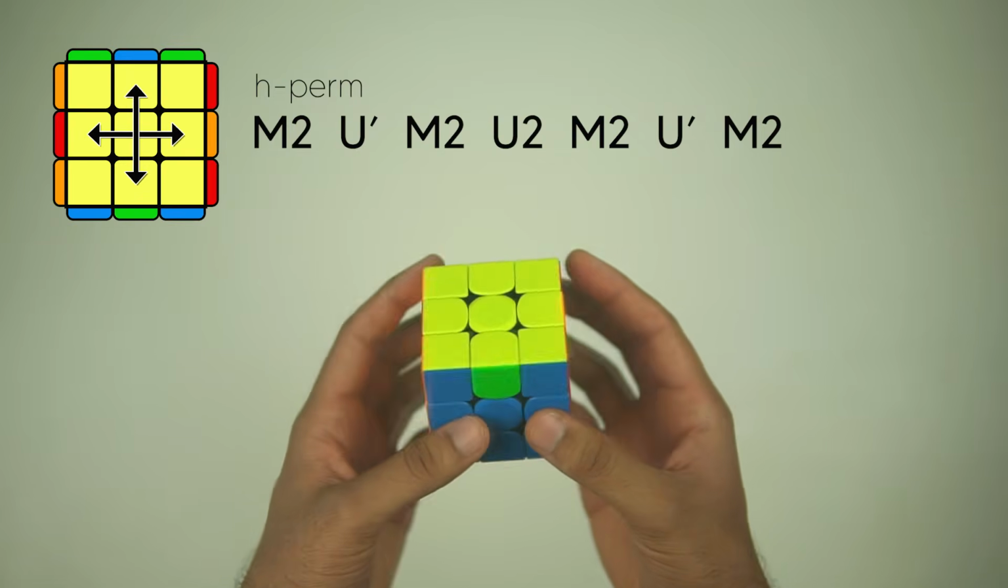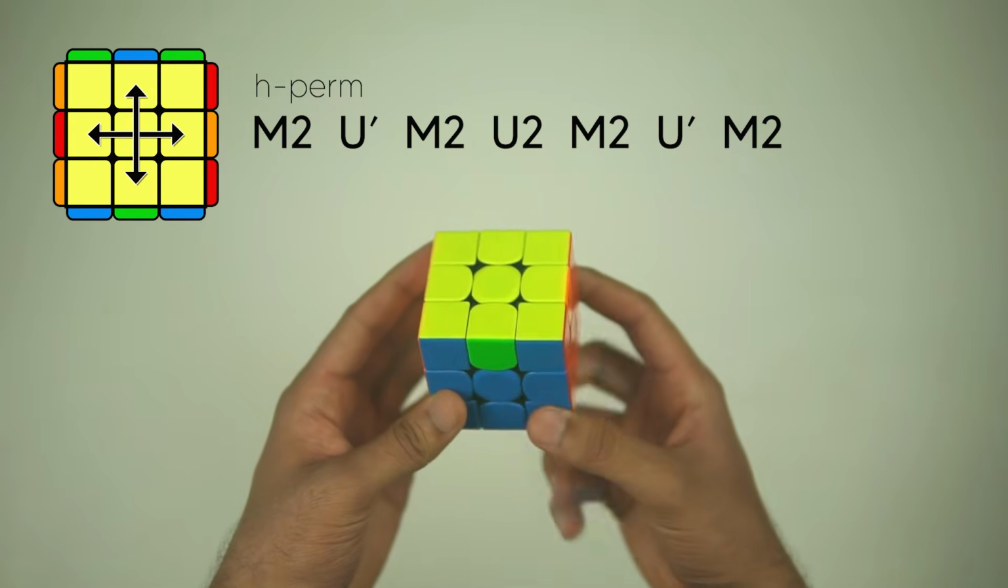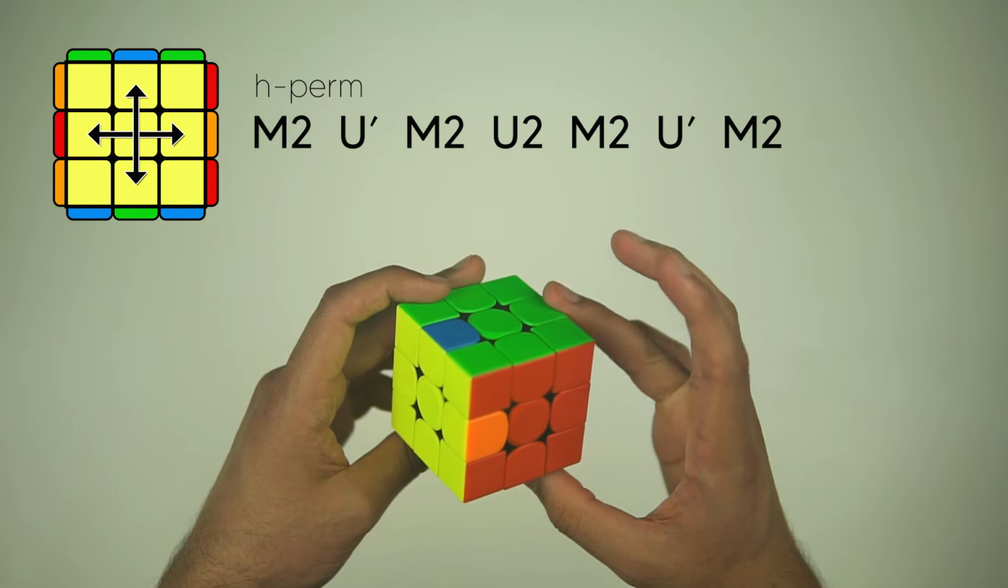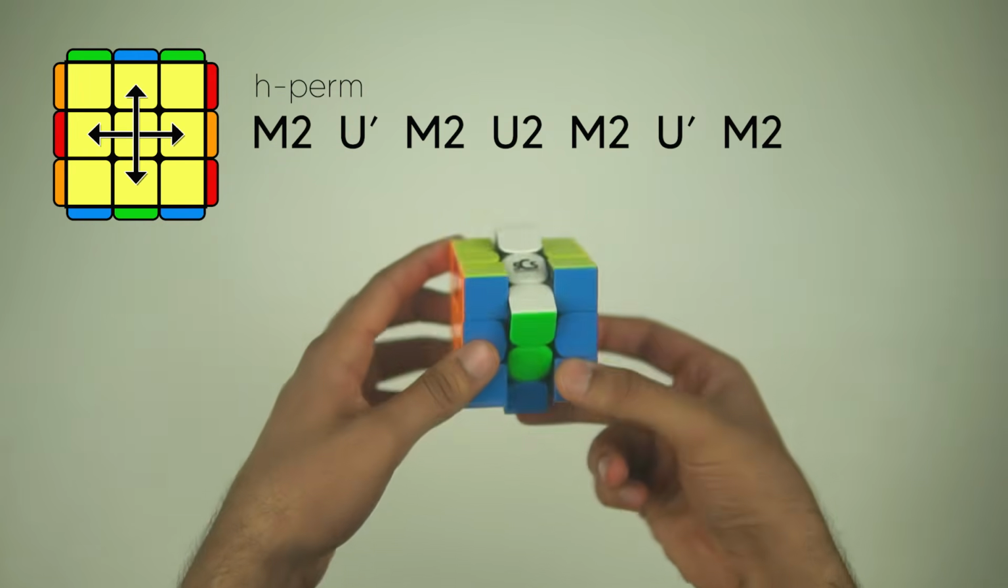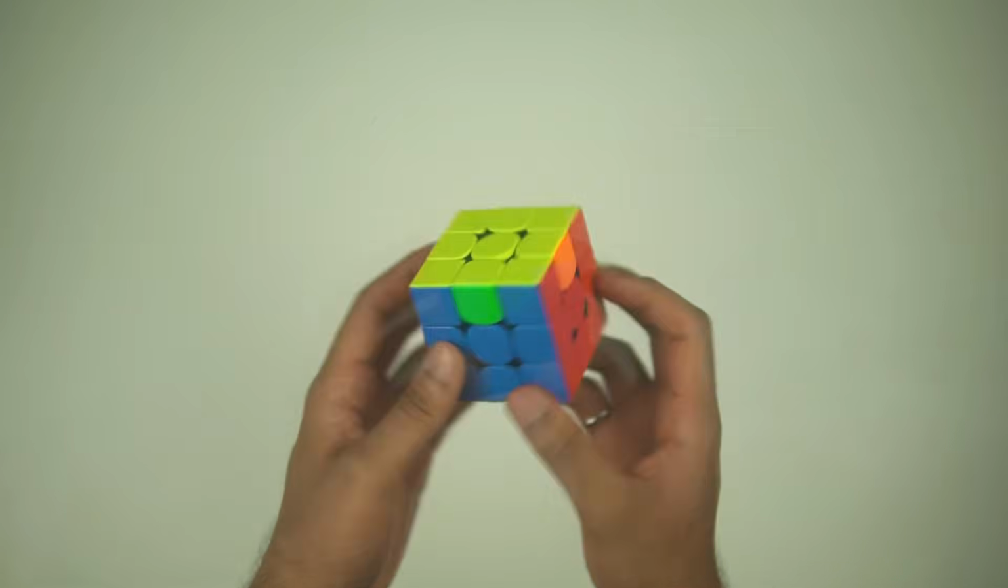I prefer to do it with the U primes just because I find it easier to do the M moves with my right hand. And the way I actually do the finger trick is using my ring finger here, like this, and then followed by my middle finger pushing it down, like that. And it just becomes one smooth motion.